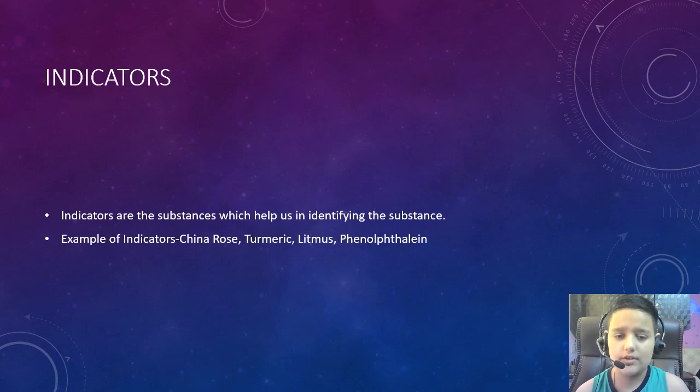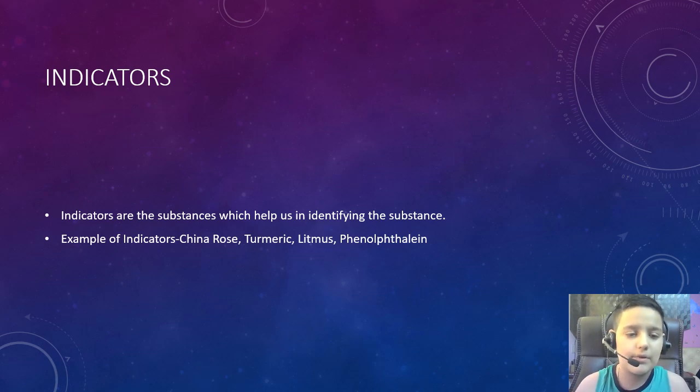Indicators are special substances which help us in identifying whether a substance is acidic or basic. Examples of indicators are China rose, turmeric, litmus and phenolphthalein. There are two kinds of indicators. The first is natural, or organic, indicators, and there are also artificially obtained indicators which are obtained with the help of chemicals.